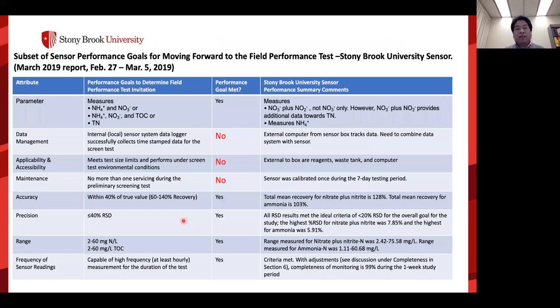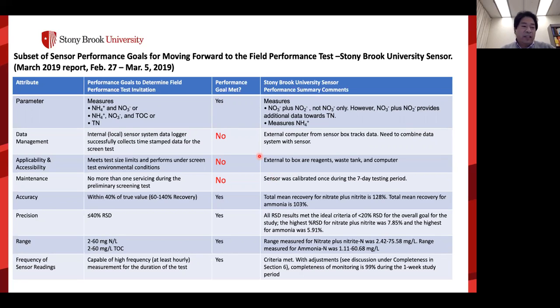Our sensor didn't pass the one month test at that point. Our sensor showed very good accuracy, less than 40% error, and good precision, and also met the requirement for response range and the frequency of the reading. But our sensor didn't meet the requirement for the data management, the maintenance, and the accessibility based on their performance goal. By the way, none of the sensors at that time passed the one month test.